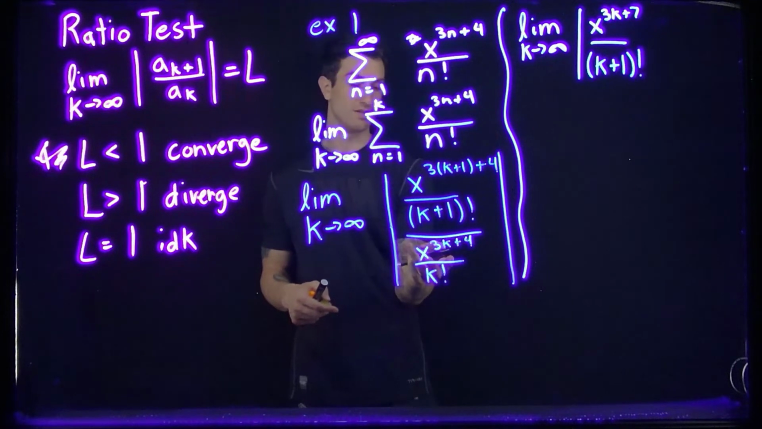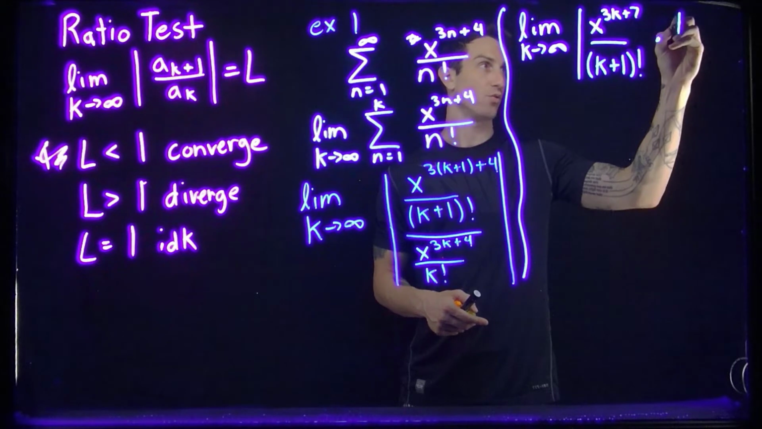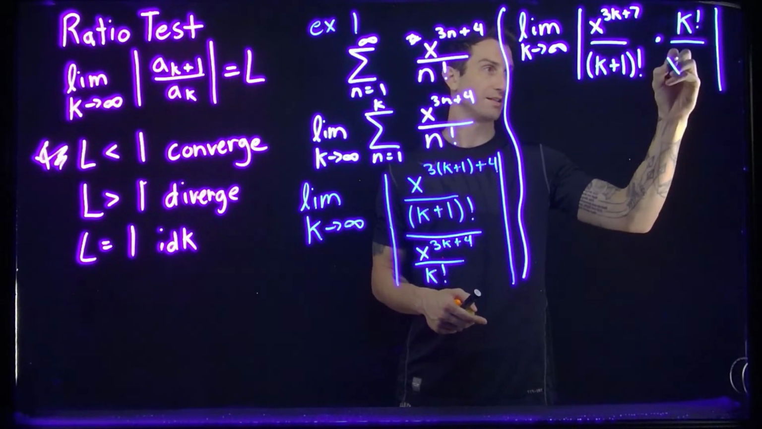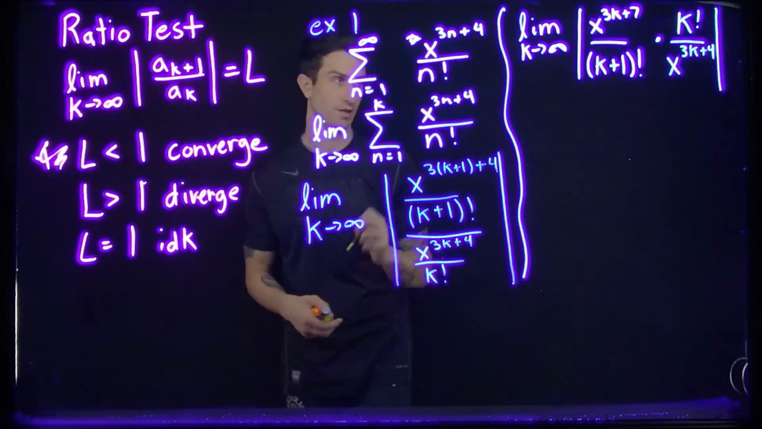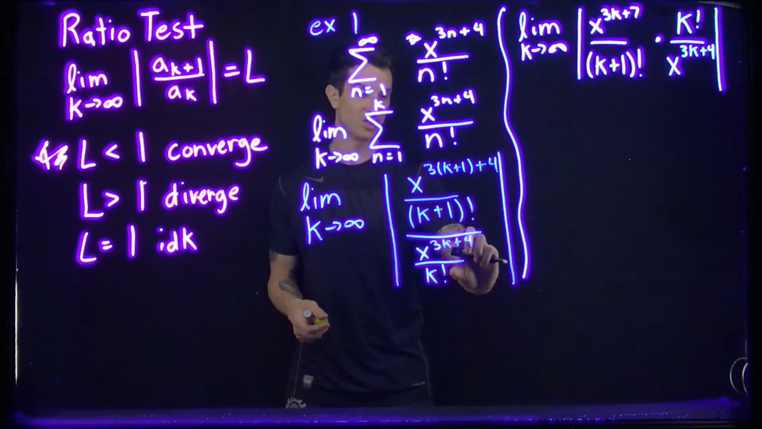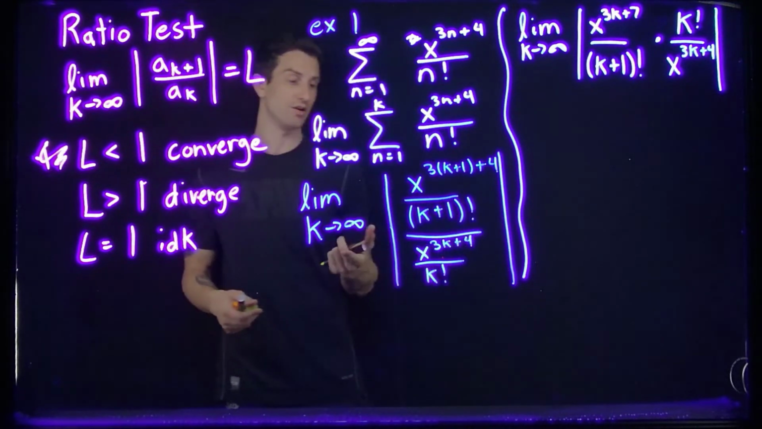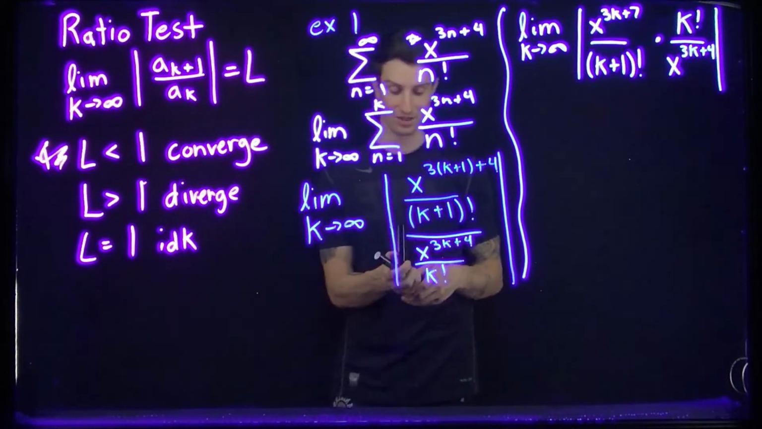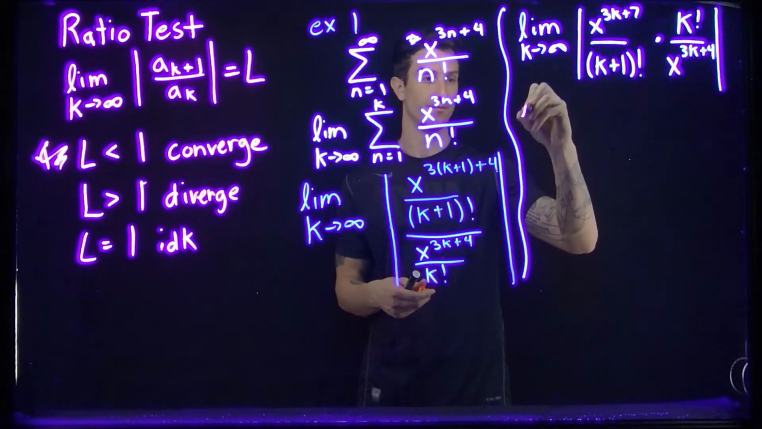And now instead of dividing by this, we'll multiply by the reciprocal. So we end up with a k factorial over x to the 3k plus 4. I'll pause for a second so you can copy that down. Again, instead of dividing by another fraction, we multiply by the reciprocal, so the k factorial flips up to the numerator and the other one to the denominator. Now from here, we need to know how to make a few cancellations. So this is where we need to lock in and pay attention, because we're going to cancel a few things here.